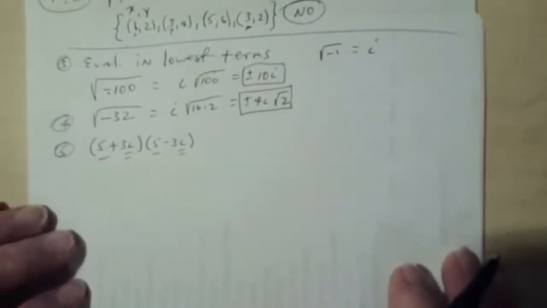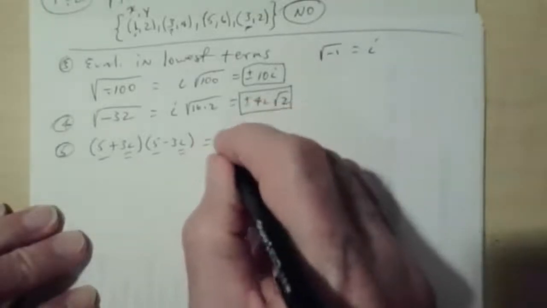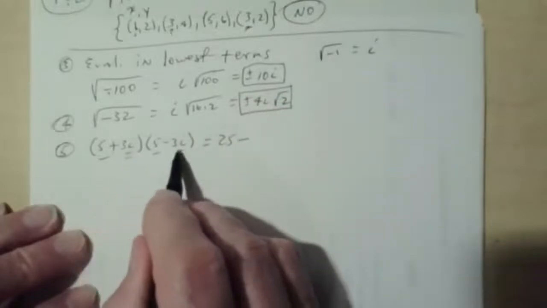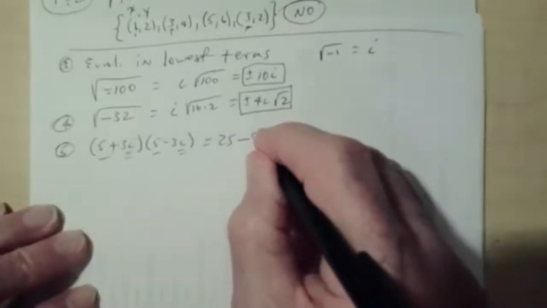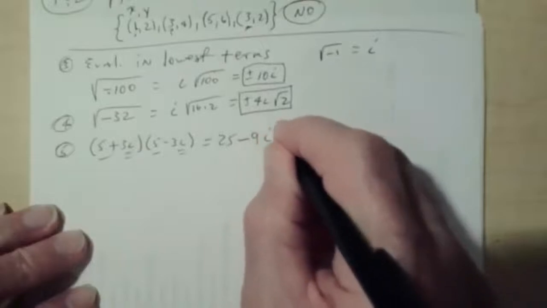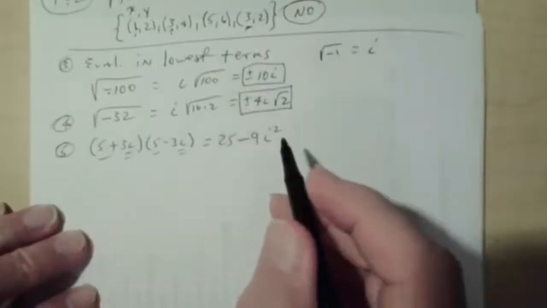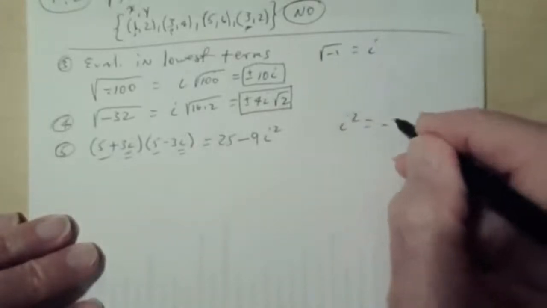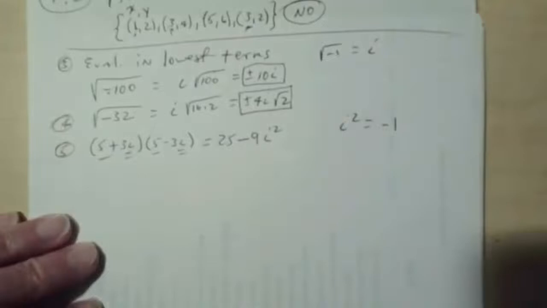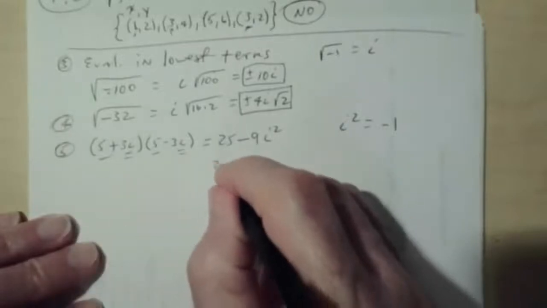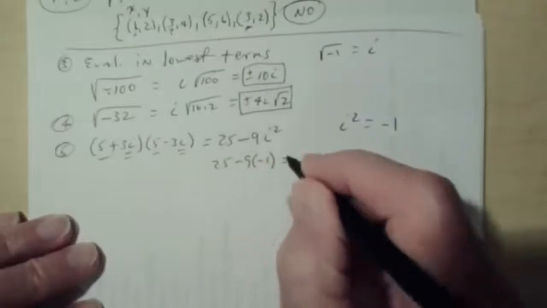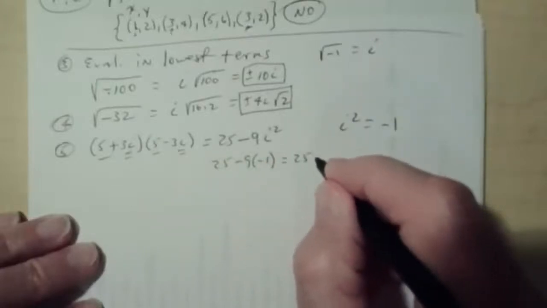So what we have here is 25 minus 3i times a negative 3i, which is negative 9i squared, because i times i is i squared. Now remember, i squared is negative 1. So we have 25 minus 9 times negative 1. It's 25 plus 9, which is 34.